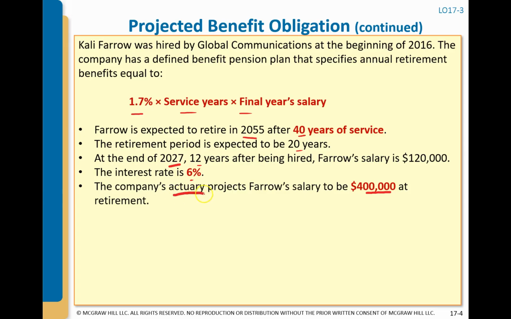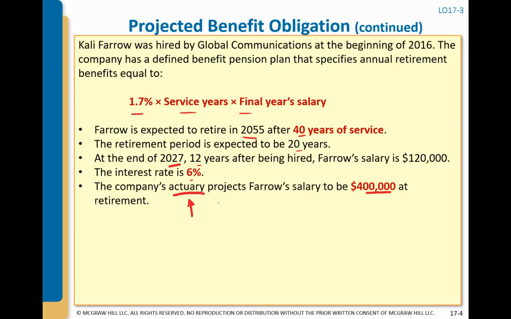An actuary, just a quick review, is a person that is hired specifically to look at statistics and probabilities, and determine how many years they think it will be before employees retire, or how many years those employees will be retired for. How long will they live? And also, what do we expect their final salary to be upon retirement? Those are all estimates done by the actuary.